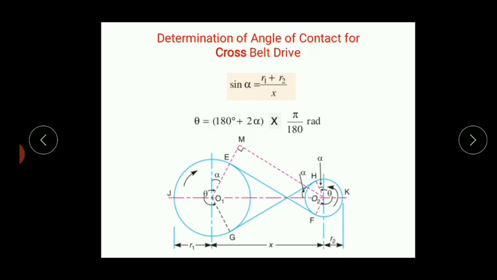So here you can observe the angle here is 180 plus alpha on the top and plus alpha at the bottom, either on the smaller pulley or on the larger pulley. You can understand both will be the same. So it is 180 plus 2 alpha, and you can multiply by pi by 180 to get the angle of lap in terms of radians.